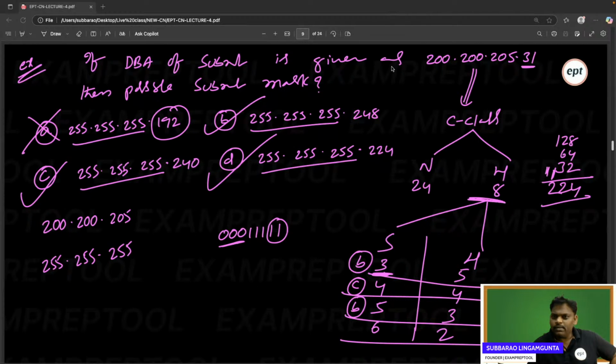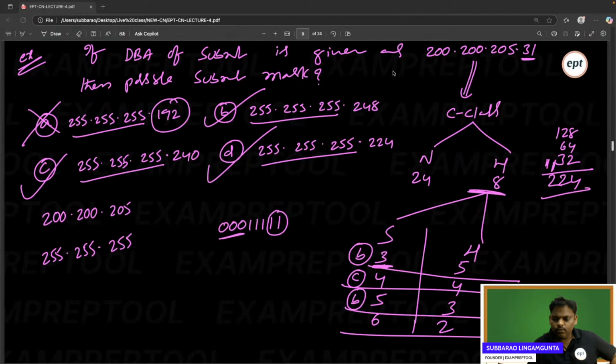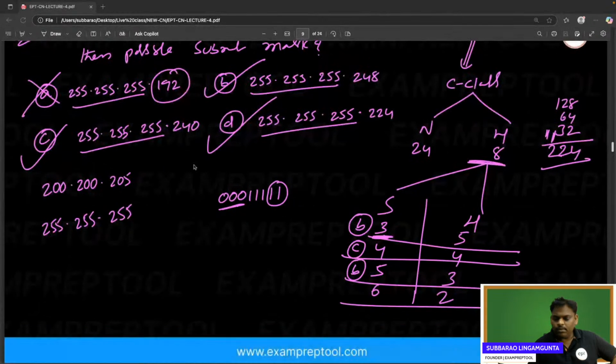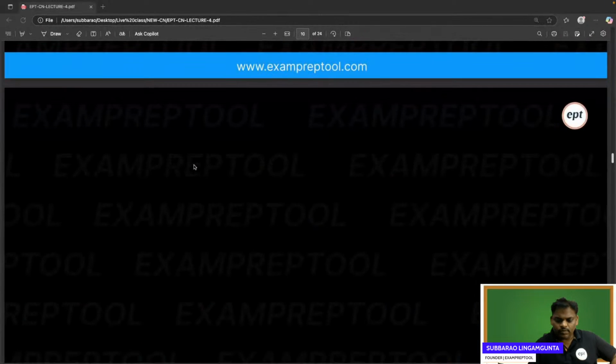Yeah, this is the place where we stopped yesterday. If the DBA of a subnet is given as 200.200.205.31, then what is the possible subnet mask? We have done this. Now today's class will start.